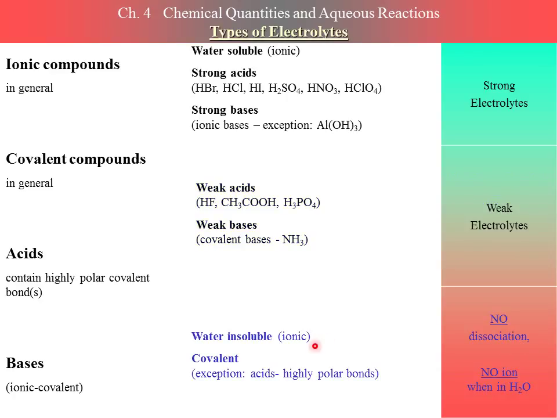Let's discuss this compound here. These compounds are ionic compounds that are water insoluble, and all other covalent compounds that are not acids, they are not bases. These compounds may dissolve in water. These are not going to dissolve. However, they do not provide any ions, so they do not conduct electricity, and we call them non-electrolytes.